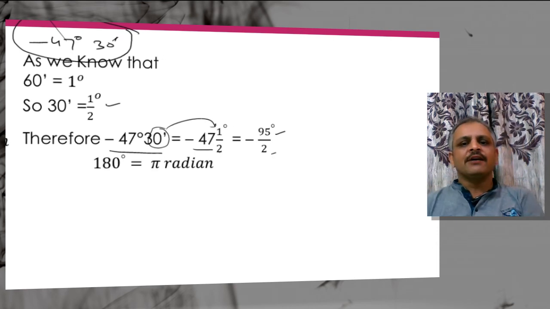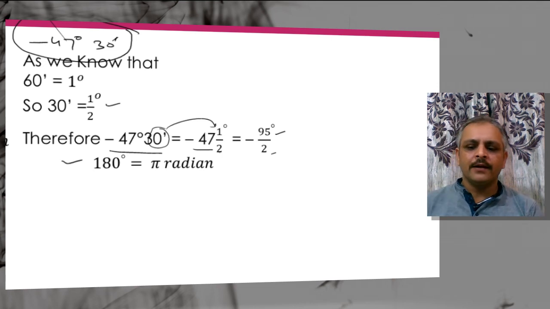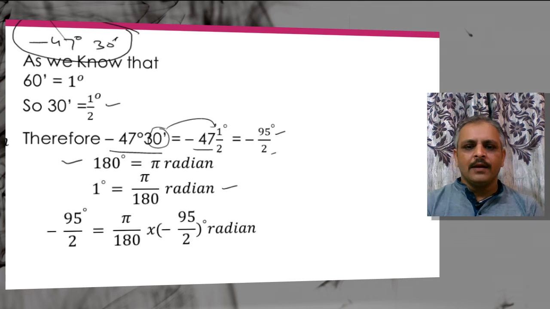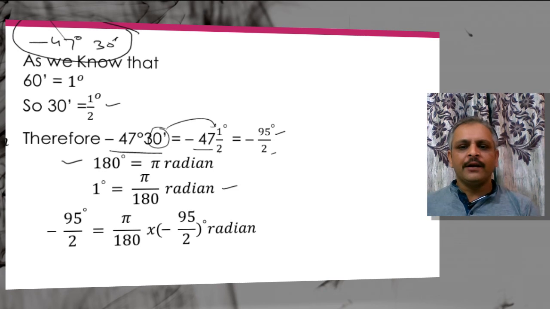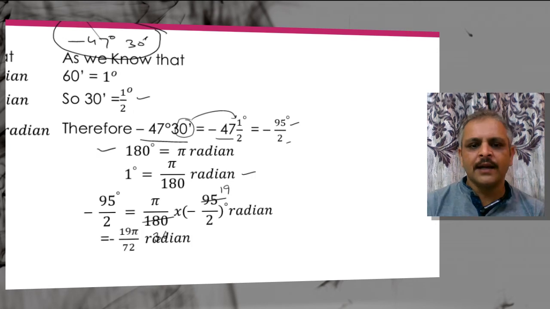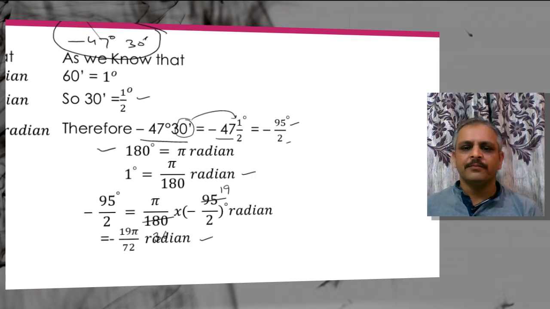Okay, now let's convert into radian measure. As we know 180 degree is equal to pi radian and 1 degree will be pi by 180 radian. So minus 95 by 2 degree will become pi by 180 into minus 95 by 2. Let's cancel it. It will be 19, it will be 36. So 19 pi and this is 72. So minus 19 pi by 72 radian.